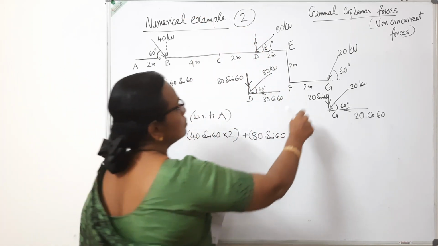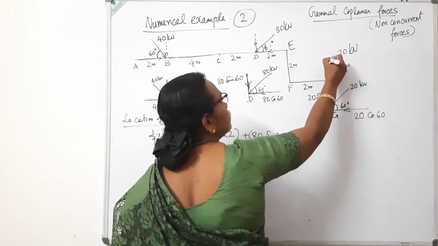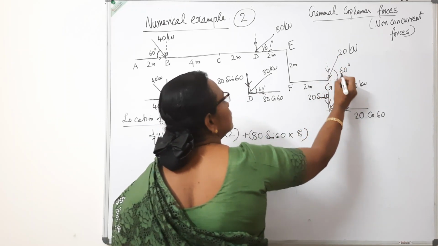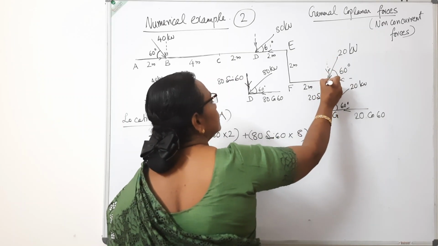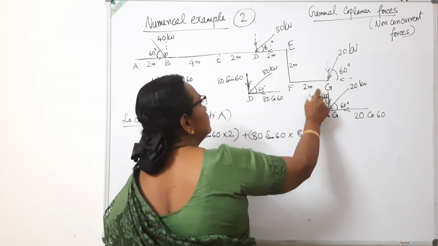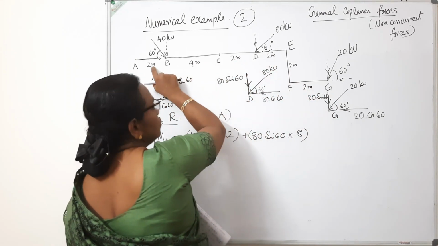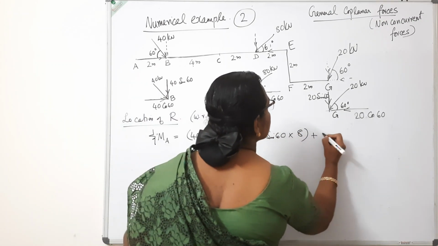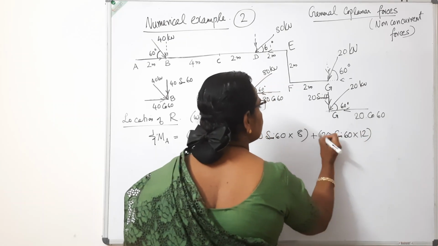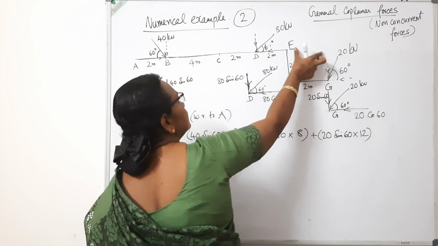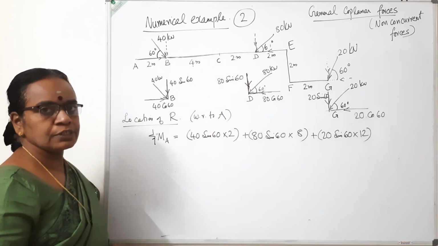Now coming to this 20. This 20 sine 60, the vertical component, and 20 cos 60, the horizontal component. This vertical component will also produce a clockwise moment. So 20 sine 60, the distance from A is 12. This horizontal distance 2 meter, 4, 6, 10, 12. 20 sine 60 will produce a clockwise moment.